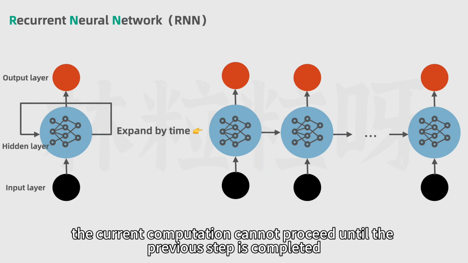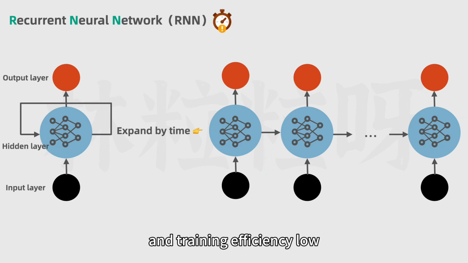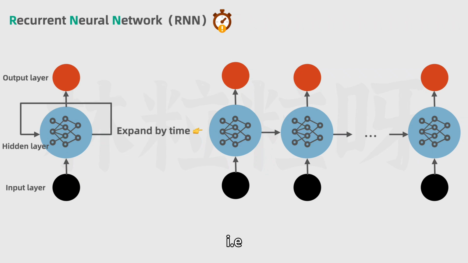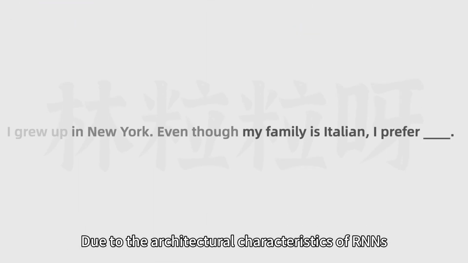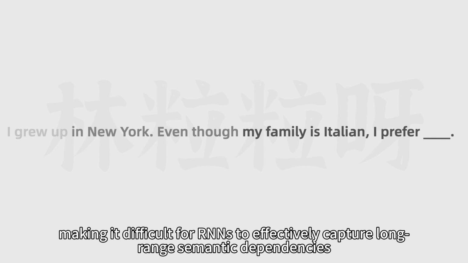Moreover, the current computation cannot proceed until the previous step is completed, making parallel computation impossible and training efficiency low. Additionally, RNNs are not good at handling long sequences, i.e., long texts. Due to the architectural characteristics of RNNs, the influence of earlier words on later ones weakens as the distance between them increases, making it difficult for RNNs to effectively capture long-range semantic dependencies.